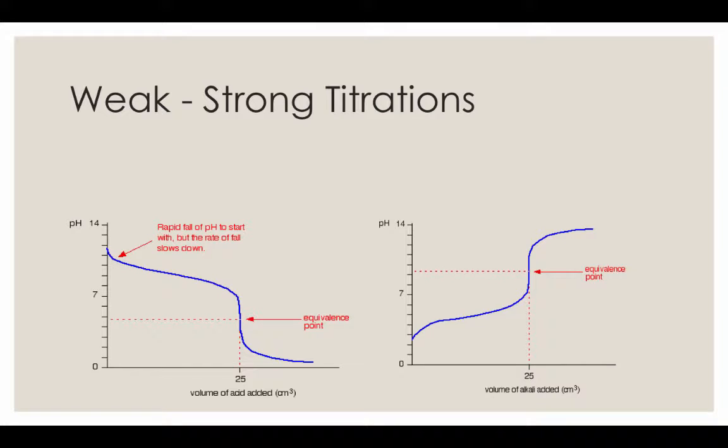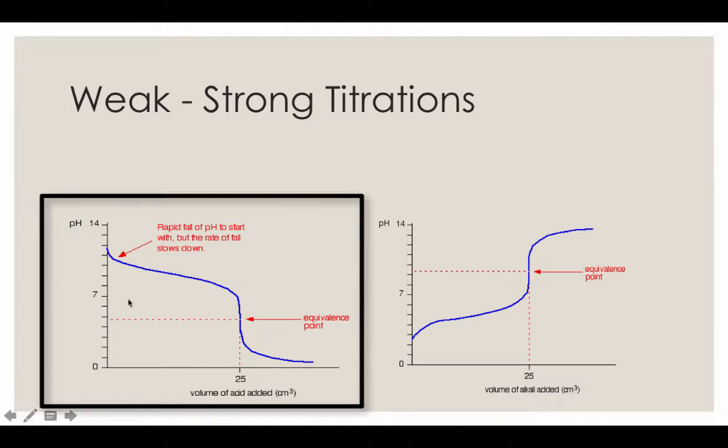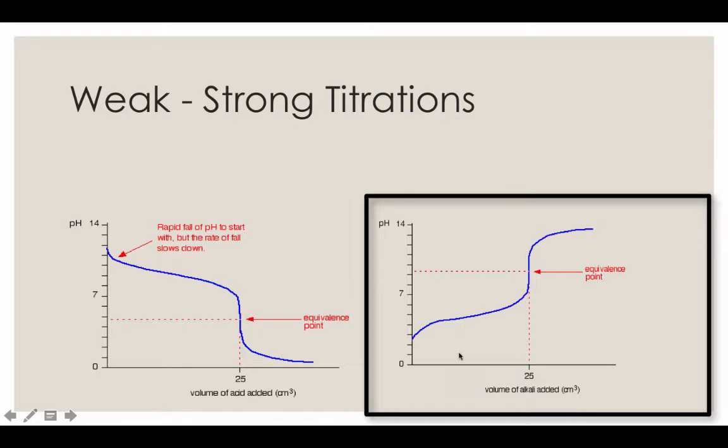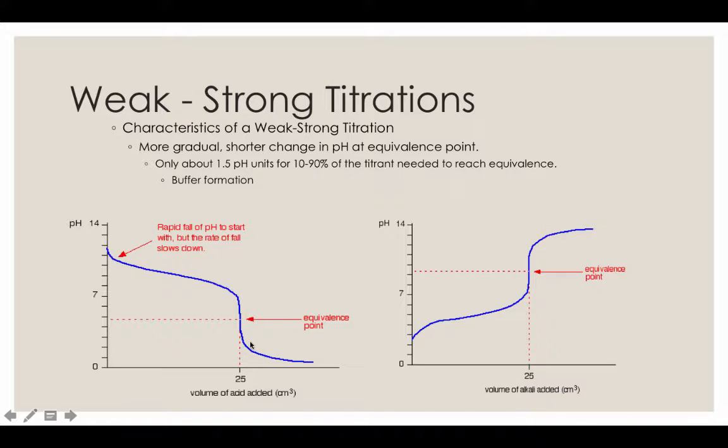Looking now at weak strong titrations, these are titrations where we titrate a weak base with a strong acid or a weak acid with a strong base. Notice that in a weak strong titration, the pH change at the equivalence point is much more gradual and much shorter. This is due to the fact that in this region we're actually forming a buffer solution.